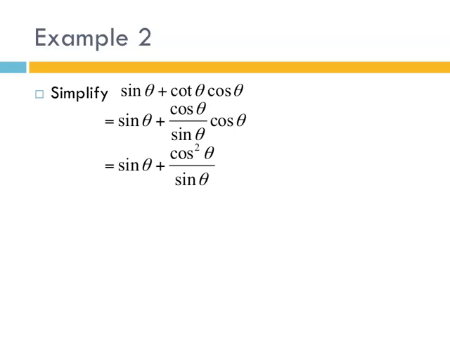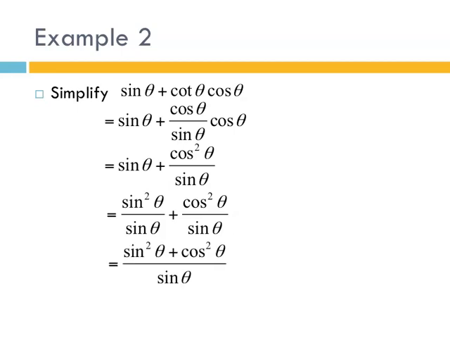That means I have a fraction as one of those things, so I need a common denominator in order to add those two terms together. So for that first one, if I multiply it by sine over sine, I end up with sine squared over sine. Now I can add those fractions together. So we have sine squared plus cosine squared, which is going to be able to be simplified down using a Pythagorean identity.